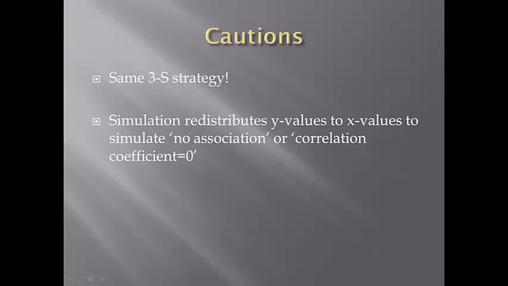A couple of final comments. This is the same 3S strategy we've seen throughout the course. Compute the statistic, the correlation coefficient. Simulate the null hypothesis. Compute strength of evidence by comparing the simulated statistics to the observed statistic. The simulation redistributes Y values to X values to simulate no association, which is equivalent to a correlation coefficient of 0.